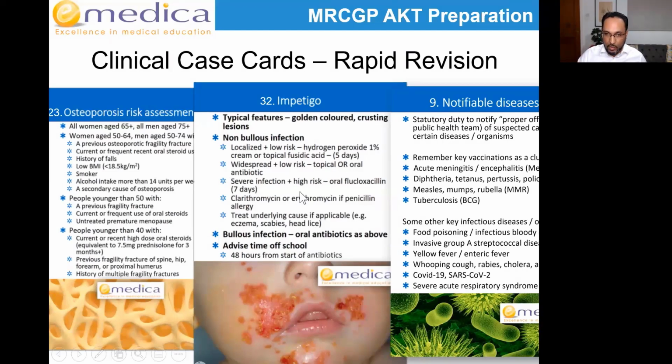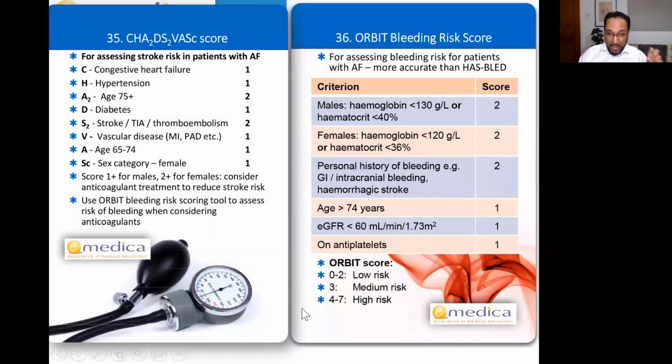Some are about, for example, how to spot and make a diagnosis, what to look for, but also management. For example, this is a picture of someone with impetigo. These are the latest notifiable diseases in all four nations. You can see SARS-CoV-2 was only recently added. And as I said, it's bang up to date. Even, for example, the fact that HAS-BLED has now been replaced for bleeding risk with ORBIT only happened in the 2021 AF guidelines, which were published June 2021. So when we publish this in July, it's up to date. So we've got the ORBIT bleeding risk score, okay?